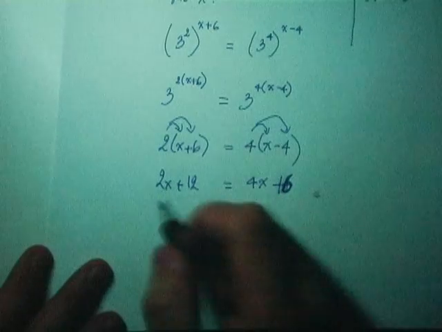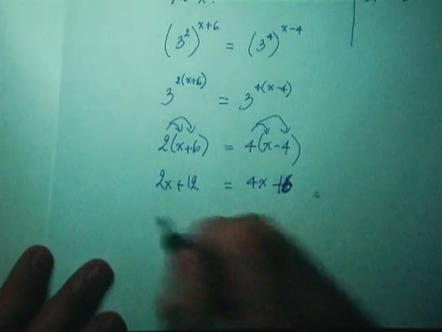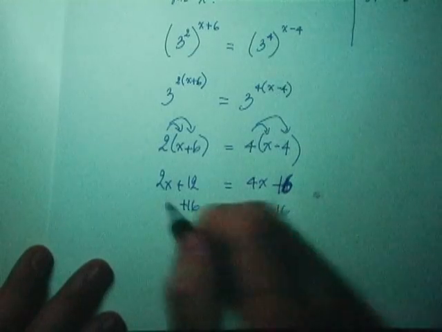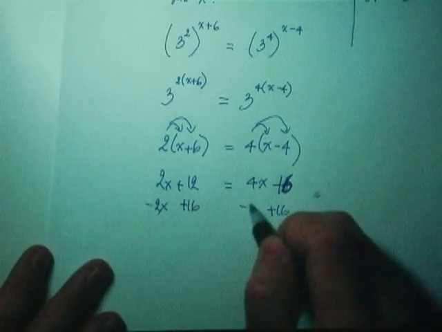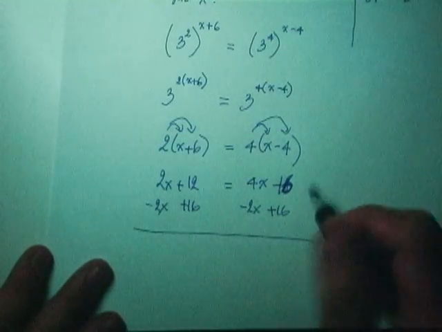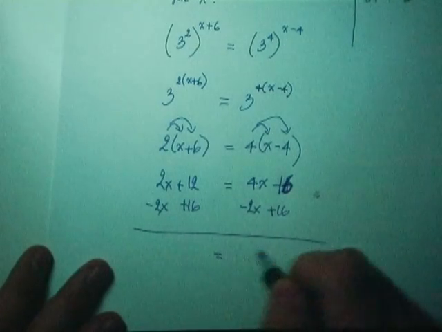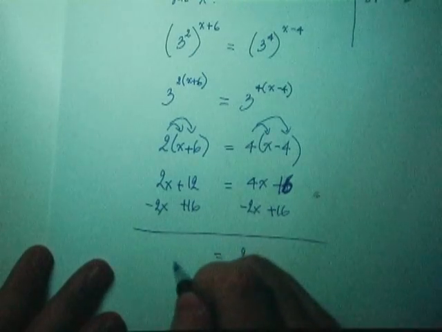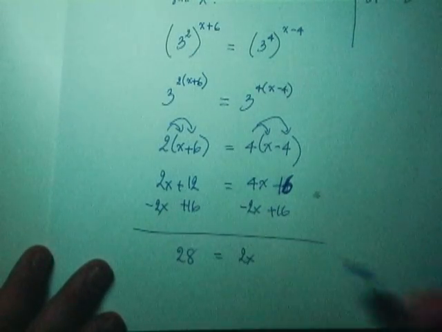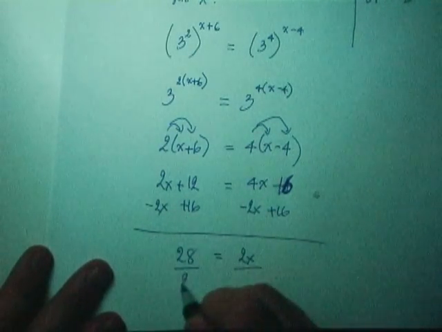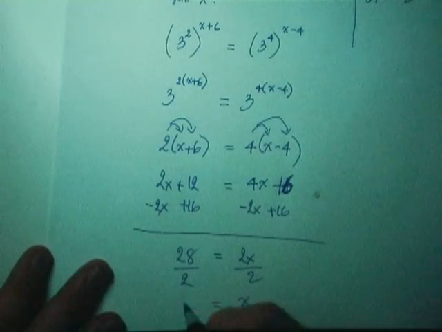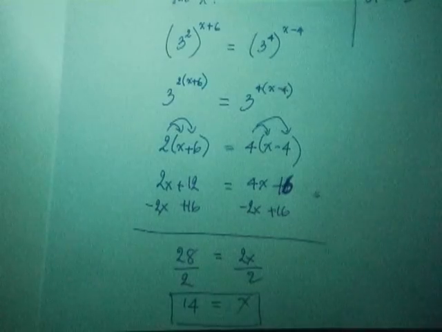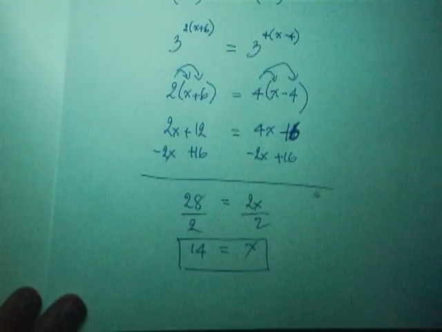So to solve this problem, I'm going to add 16 to both sides, and at the same time subtract 2x from both sides. And that gives me 2x equals 28 on the left-hand side. Divide both sides by 2, gives me x equals 14. That's how I solve one more exponential equation.